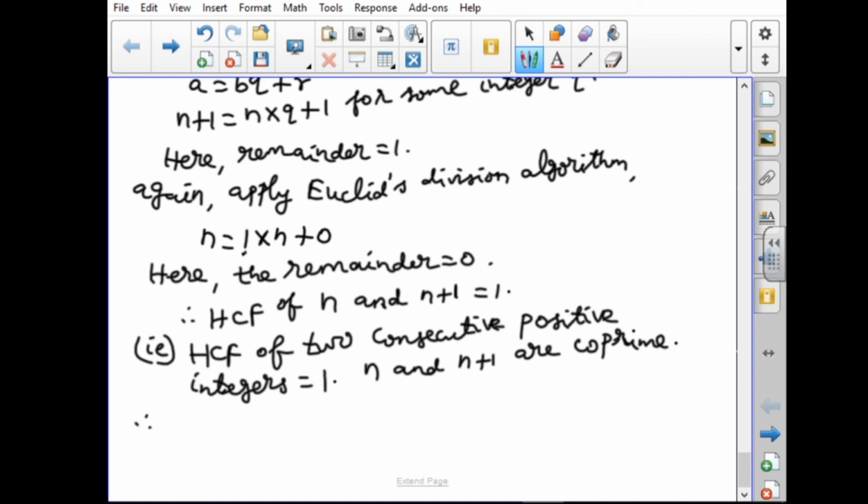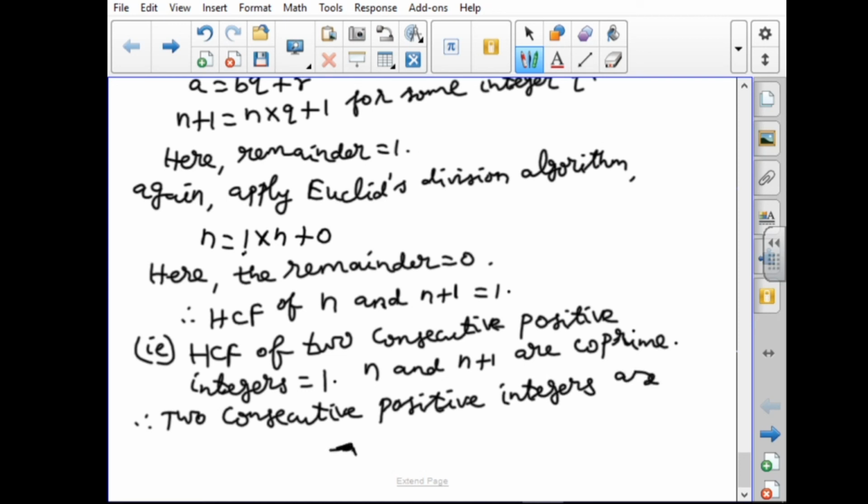Therefore, two consecutive positive integers are always co-prime. That's all.